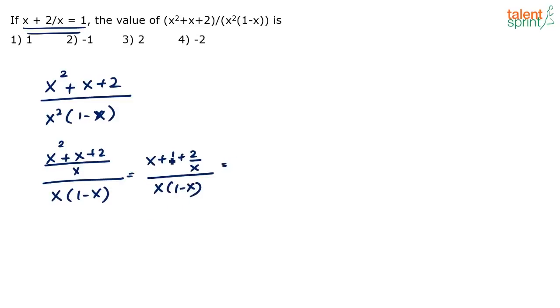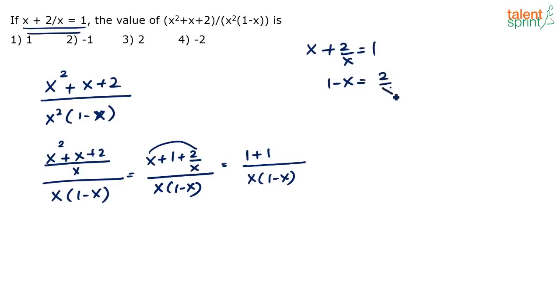Now I know what x plus 2 by x is. X plus 2 by x is nothing but 1. So my numerator will become 1 plus 1 divided by x into 1 minus x. They have given that x plus 2 by x is equal to 1, or I can say 1 minus x is equal to 2 by x. Substitute that here. So what do you get? You get 2 by x into 2 by x, that is equal to 2 divided by 2, that is equal to 1. Very easy, right? Correct answer is option 1.